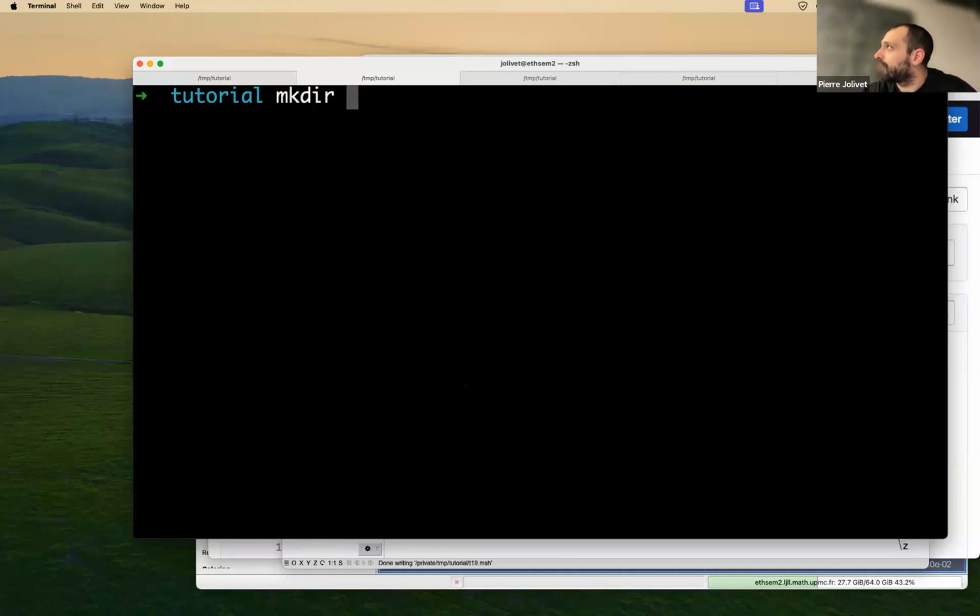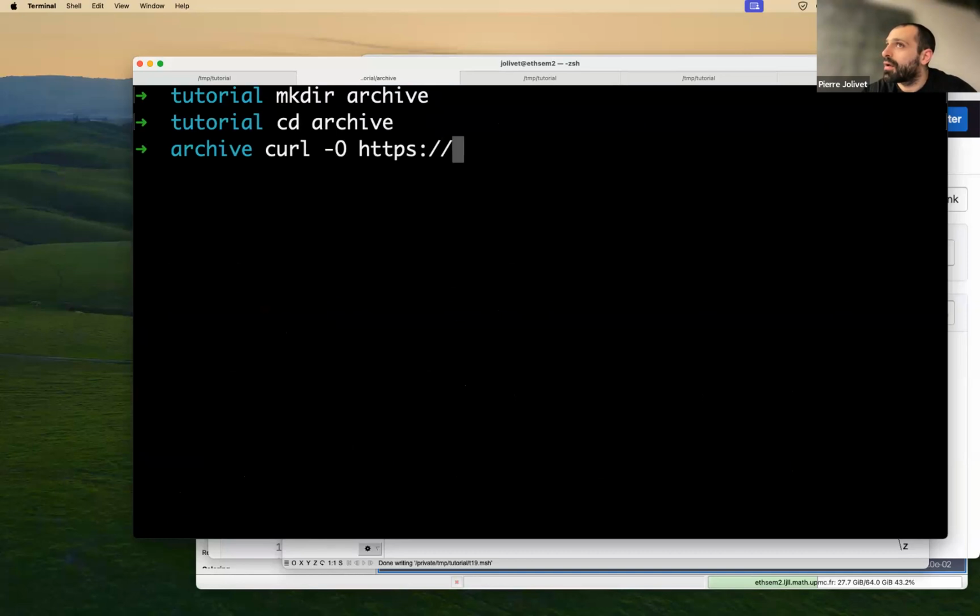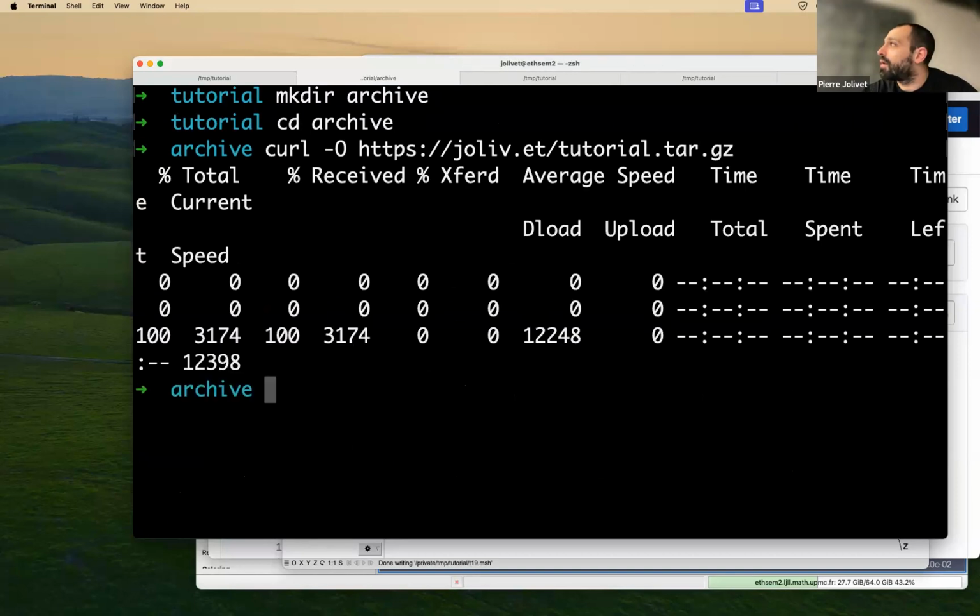So it's a tar.gz. Okay. It's exactly this URL that you are seeing.